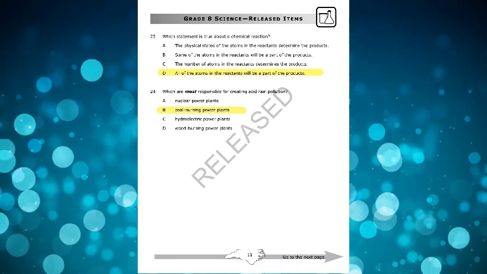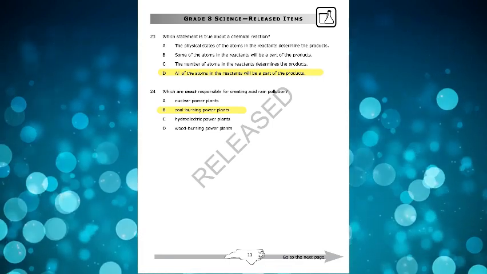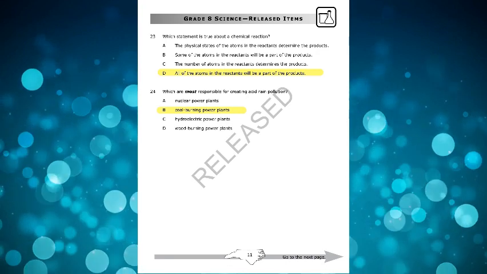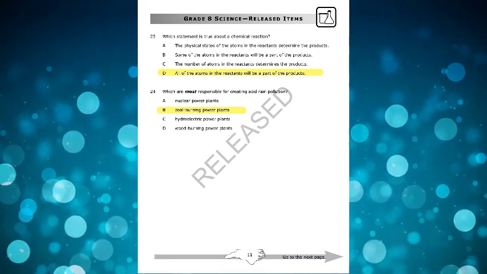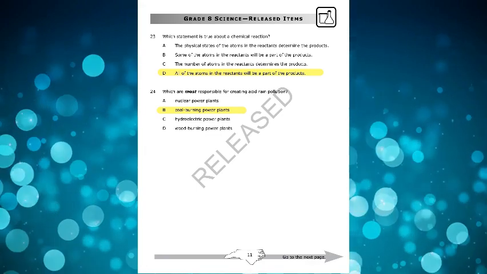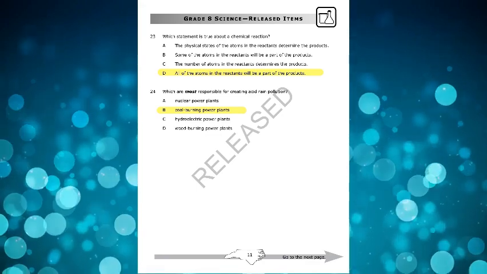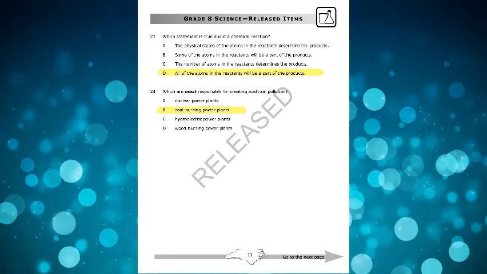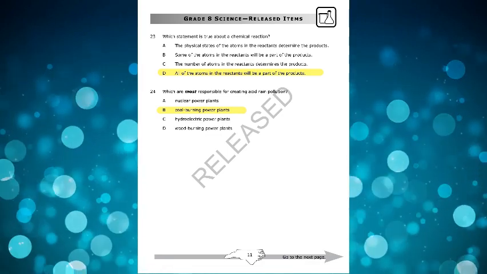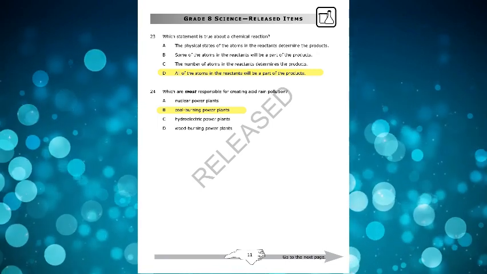24. Which are most responsible for creating acid rain pollution? And we've got coal burning power plants. Remember, some of the acid rain is caused by the burning of fossil fuels combined with rain, and that's what creates the majority of acid rain.